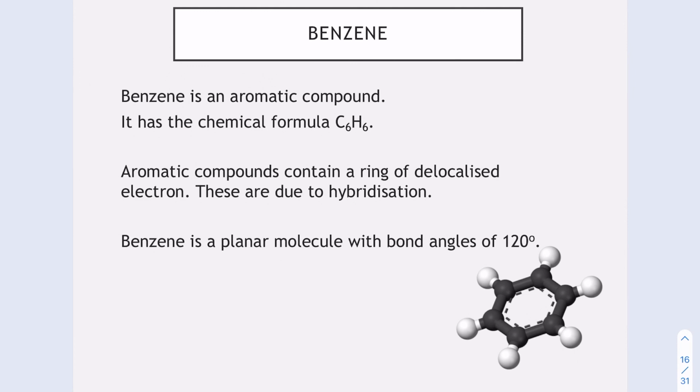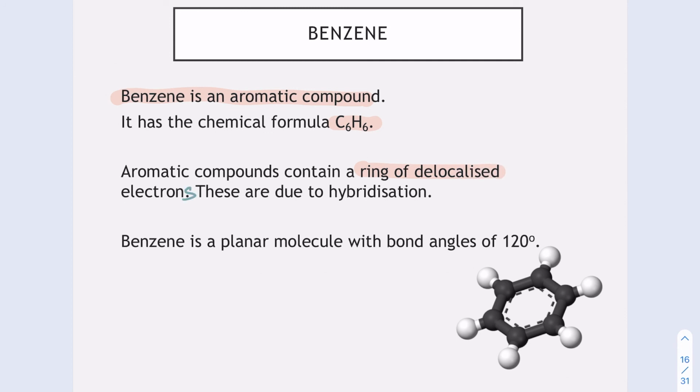Just to finish up, I'd like to mention a very important compound called benzene. Benzene's an aromatic compound. It has the chemical formula C6H6. And aromatic compounds contain a ring of delocalized electrons. That should say electrons, not electron. And that's because they are due to hybridization.